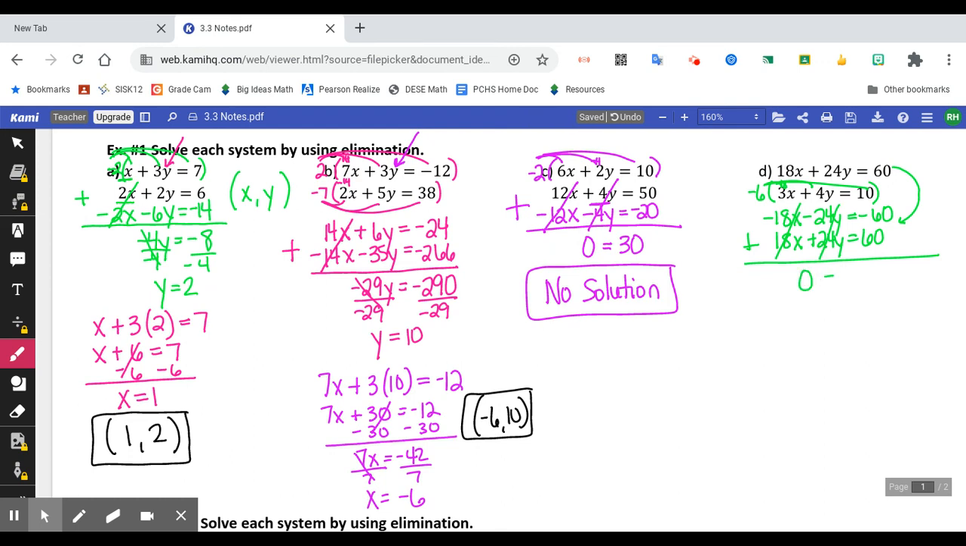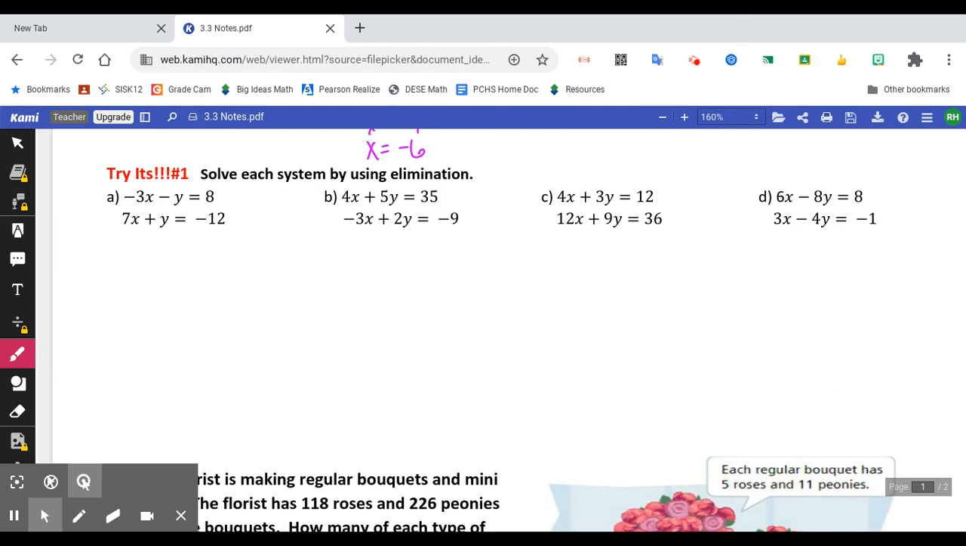Nothing left on the left side means it's a 0. Equals negative 60 plus 60 means those are gone. So nothing on the right means that's a 0. These are the same, no variables, so our answer is infinite solutions. Okay, so here are your try-its. Pause the video, see if you can get through these on your own, okay?